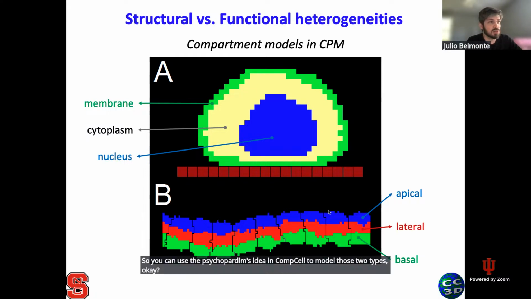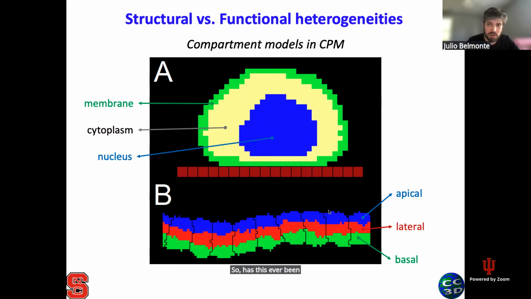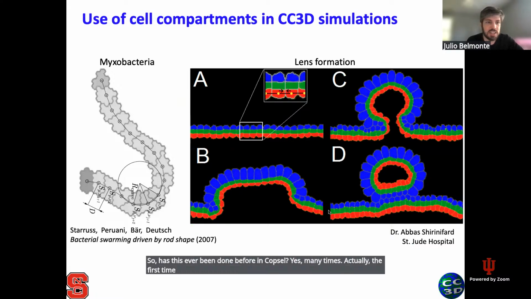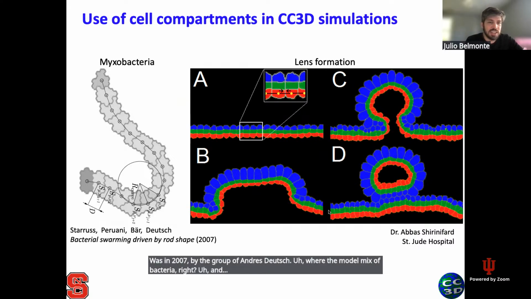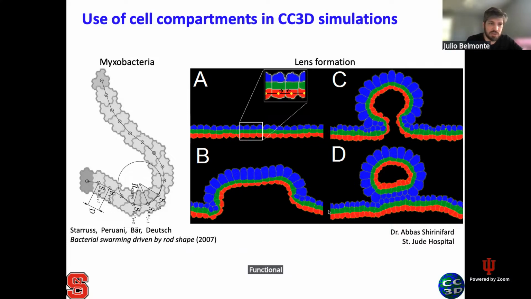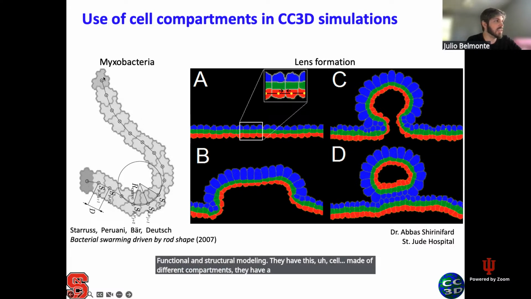Okay. So has this ever been done before in CompuCell? Yes, many times. Actually, the first time that this was done was in 2007 by the group of Andreas Deutsch, where they modeled myxobacteria, right? And this is a little bit of a mixture of functional and structural modeling. They have this cell made of different compartments. They have a front end and a back end, and have all these different cell regions here that just made the body of a bacteria.